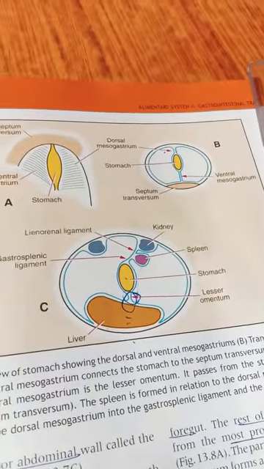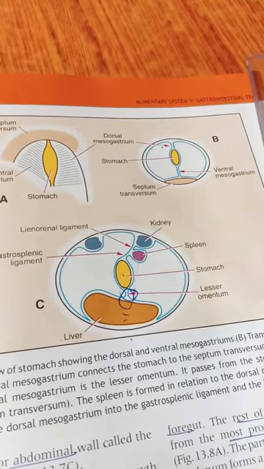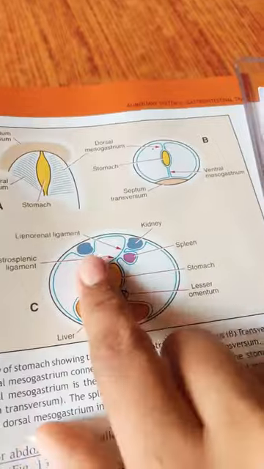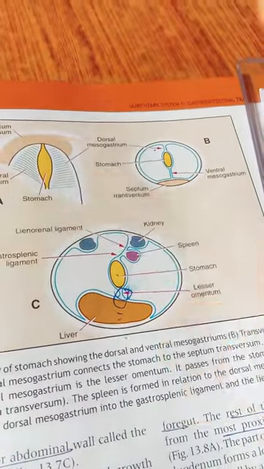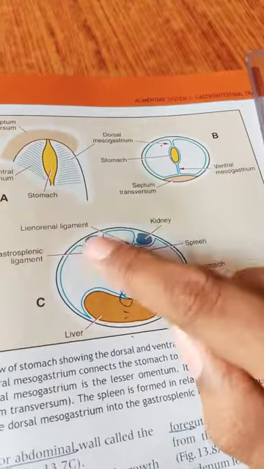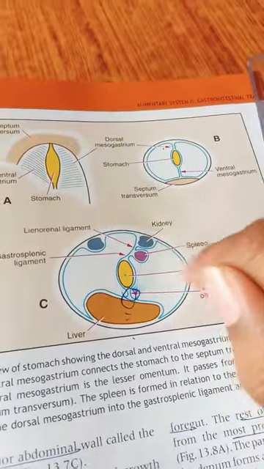And next we have the part between the spleen and the posterior abdominal wall, which is called the lienorenal ligament. So the spleen and the posterior abdominal wall. In the posterior abdominal wall we have the kidney, so the name renal. Lieno means spleen. So the lienorenal ligament is between the spleen and the kidney.